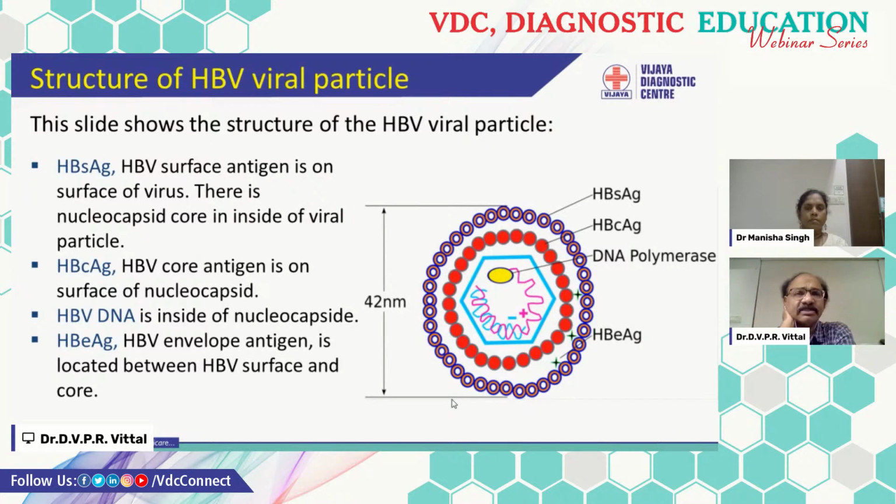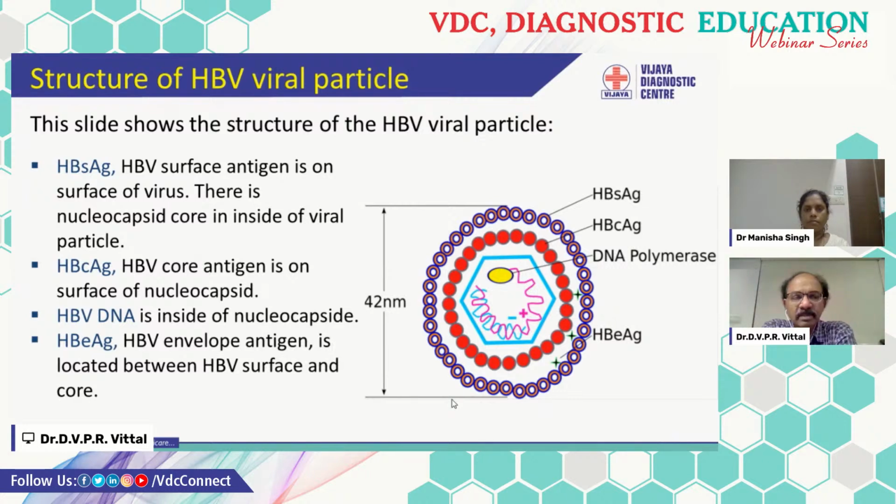About the structure, as I told you, let me introduce you to the various antigens of the hepatitis B viral particle. The hepatitis B surface antigen, as marked in the diagram, is on the surface of the virus. The other one is a nucleocapsid core, which is inside the viral particle, and this is called the core antigen, on the surface of the nucleocapsid inside.